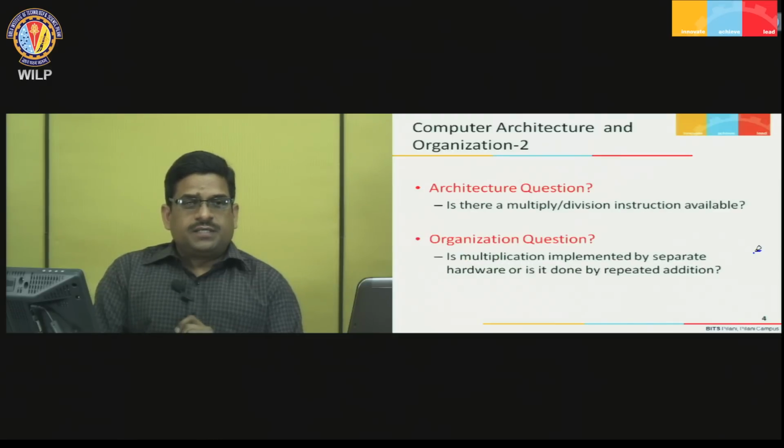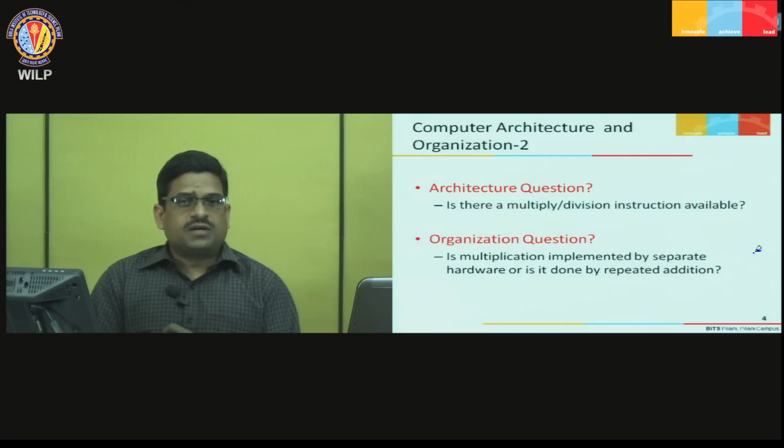To understand the difference between these two terms, someone can ask whether this machine provides a multiplication or division instruction or not. This is an architectural question. If it is available, then the programmer can use this instruction, let us say the multiply instruction, and execute his programs. But if it is not available, then he can't. The programmer should know this before writing the program, so that's why this is an architectural question.